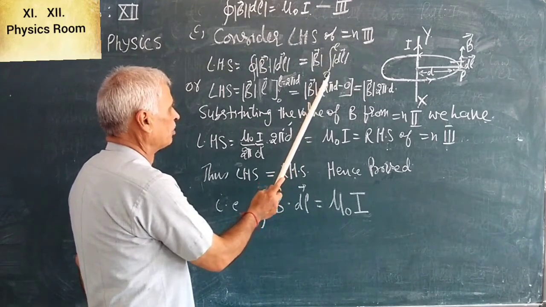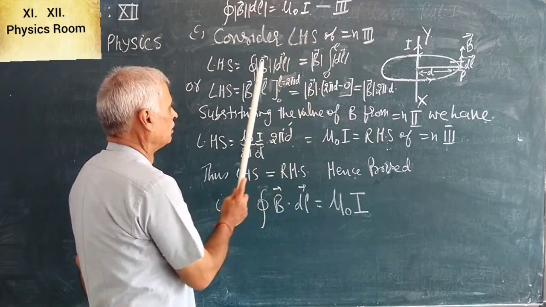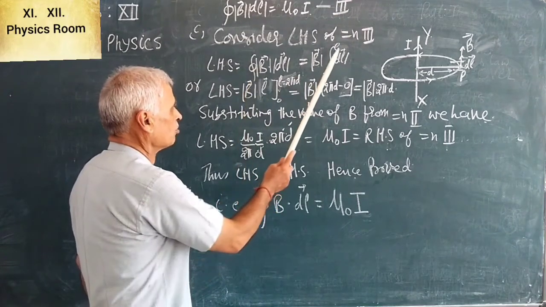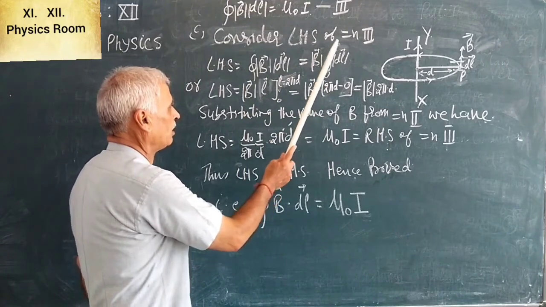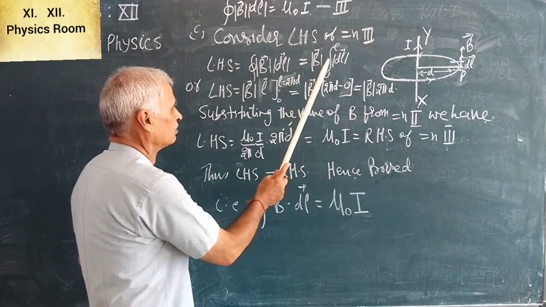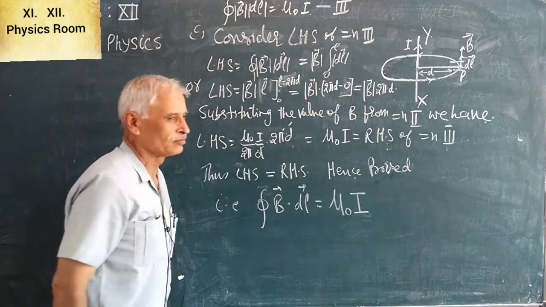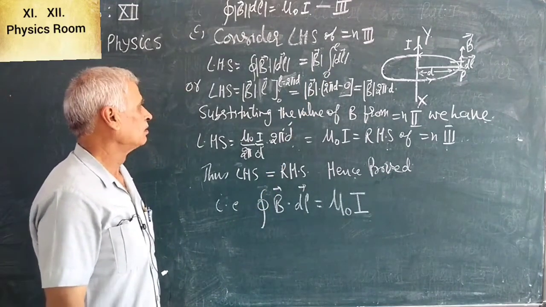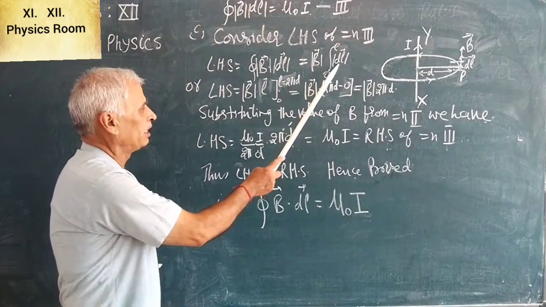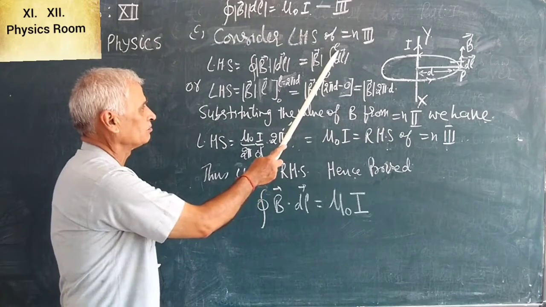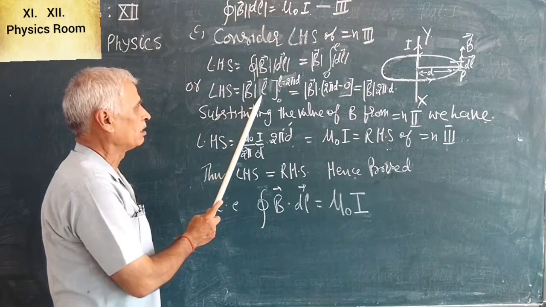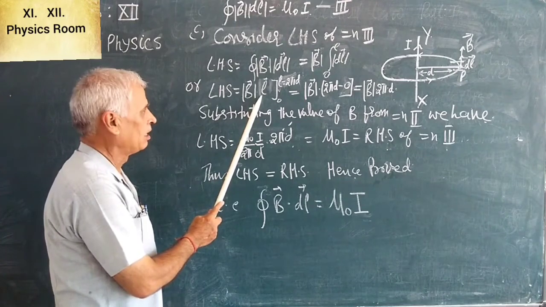When we put limits 0 to L, we remove this circle. The circle is for a closed loop. Now we have taken the whole length 0 to L, so there is no need of putting this circle over the sign of integration. We integrate dl from 0 to L, so the left hand side is equal to mod B into L, with limits.